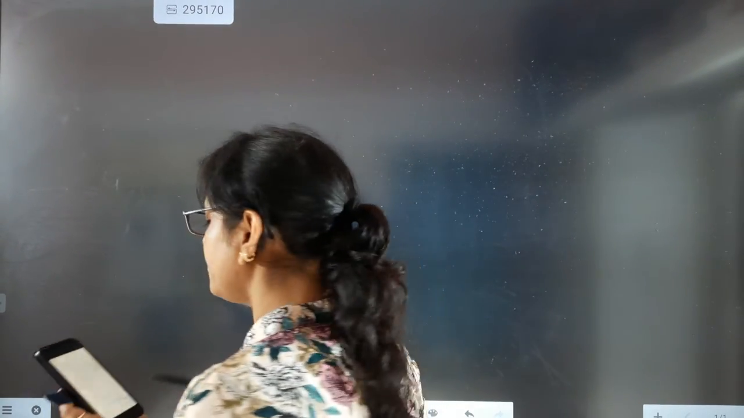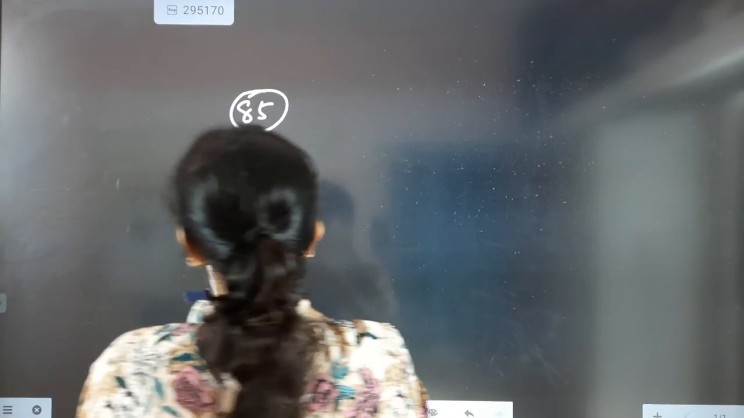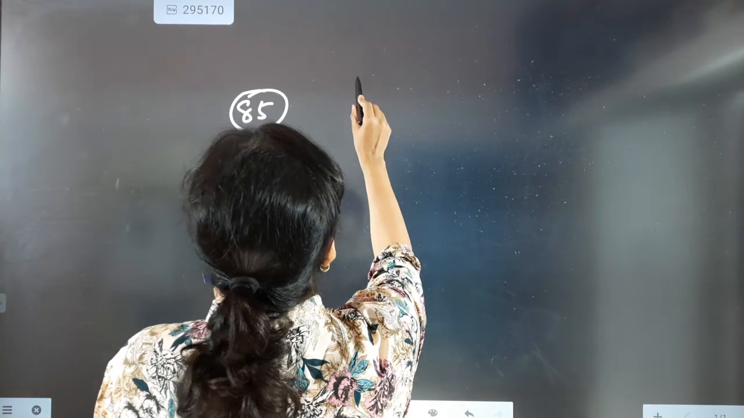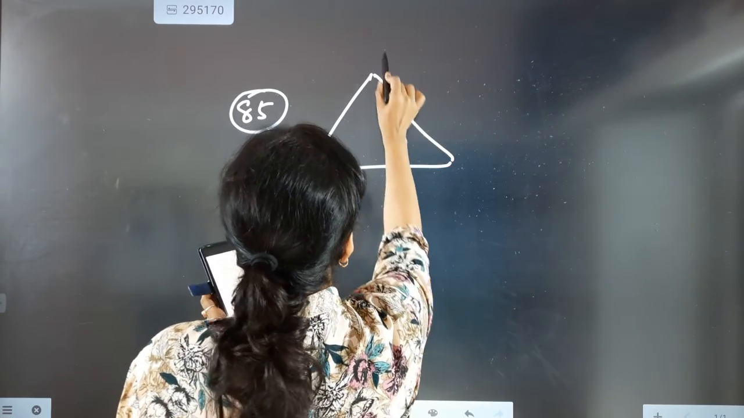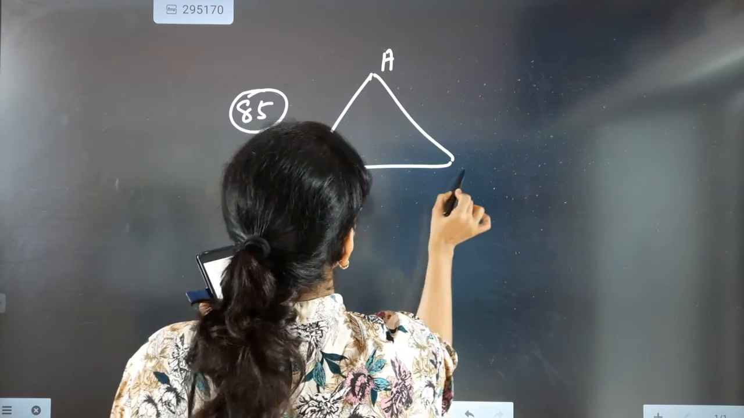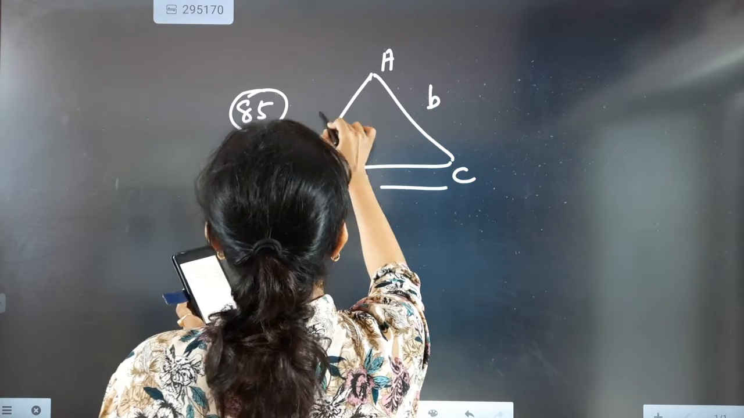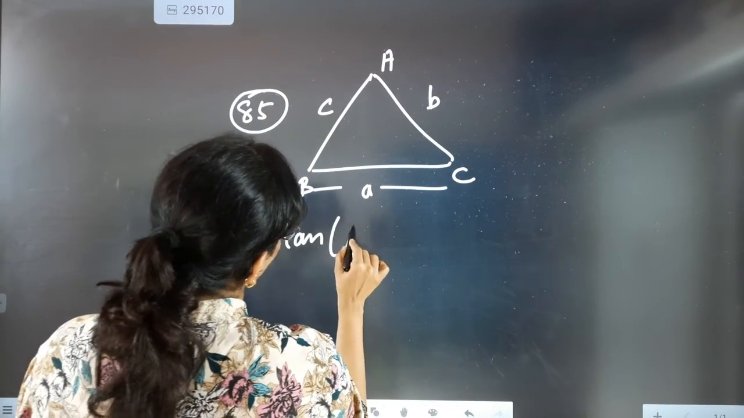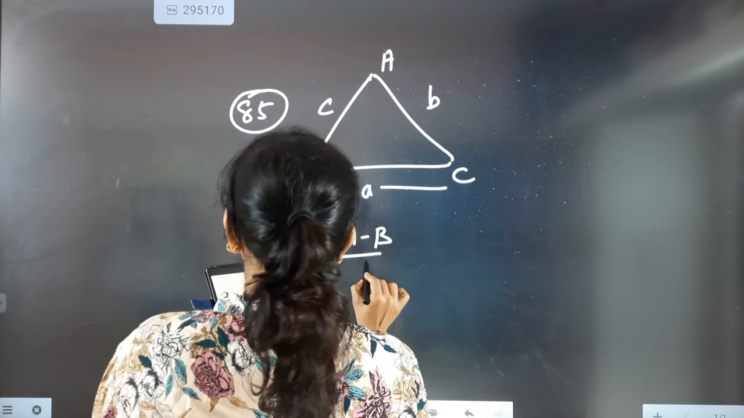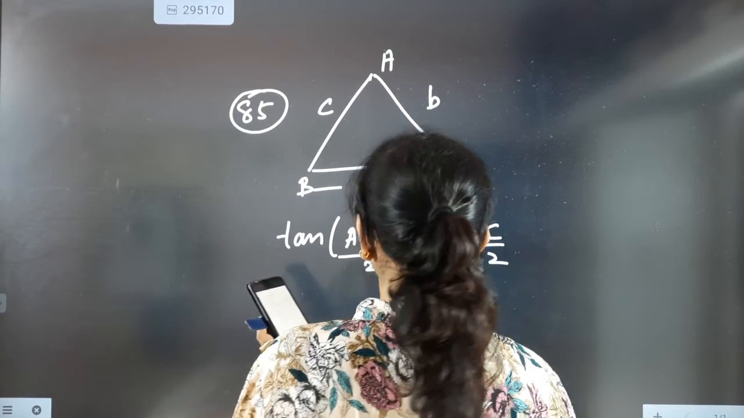Question number 85. What they are asking here is, in triangle ABC, so triangle ABC will be there. A will be coming here, B will be here, C will be here. So tan of (A minus B) by 2, tan C by 2 is there.